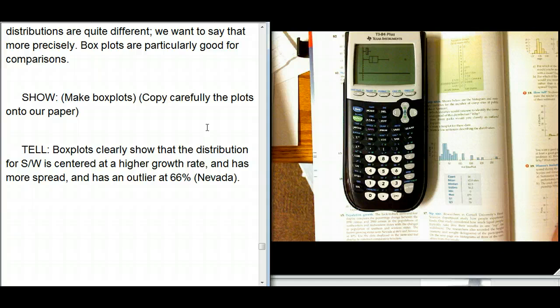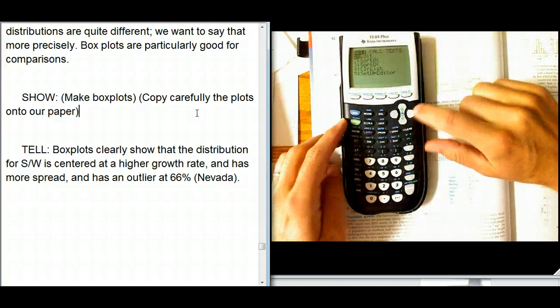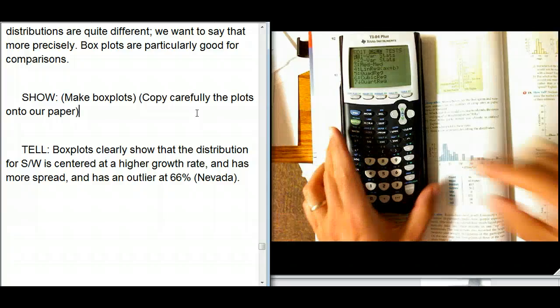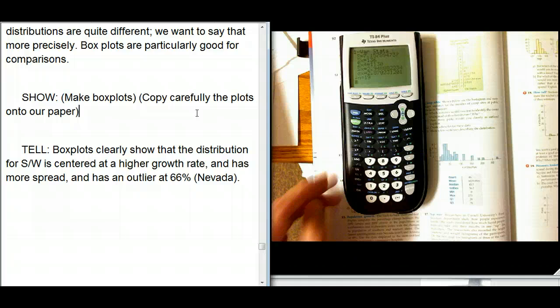Okay. Let's look at what else we could do here. That's pretty much answering the question they had in the book. Let's go to one-var stats. If you go to stat calc, one-var stats, and let's do one-var stats on L1.